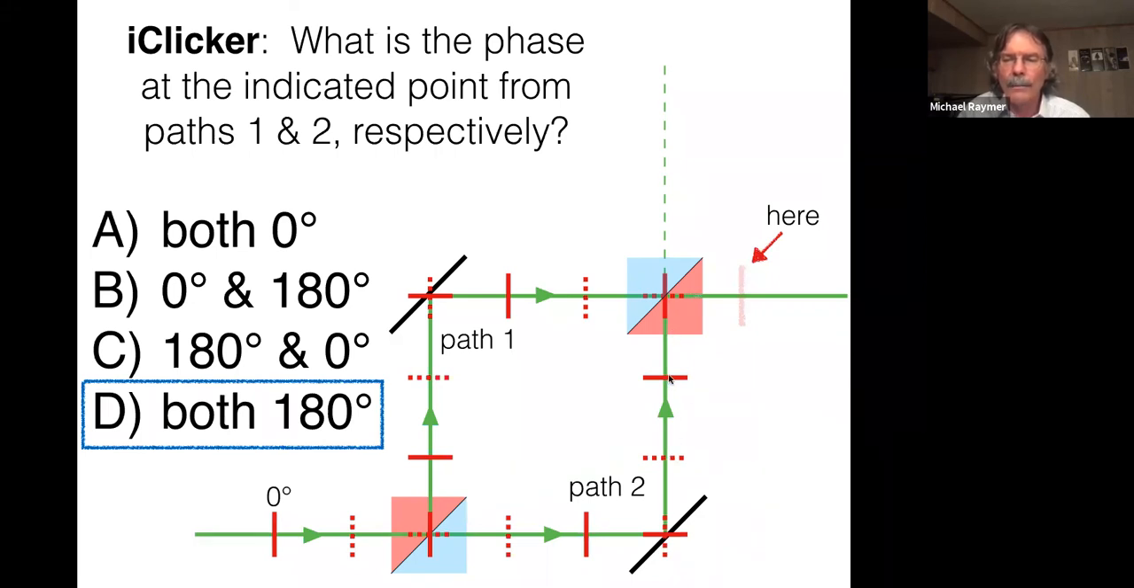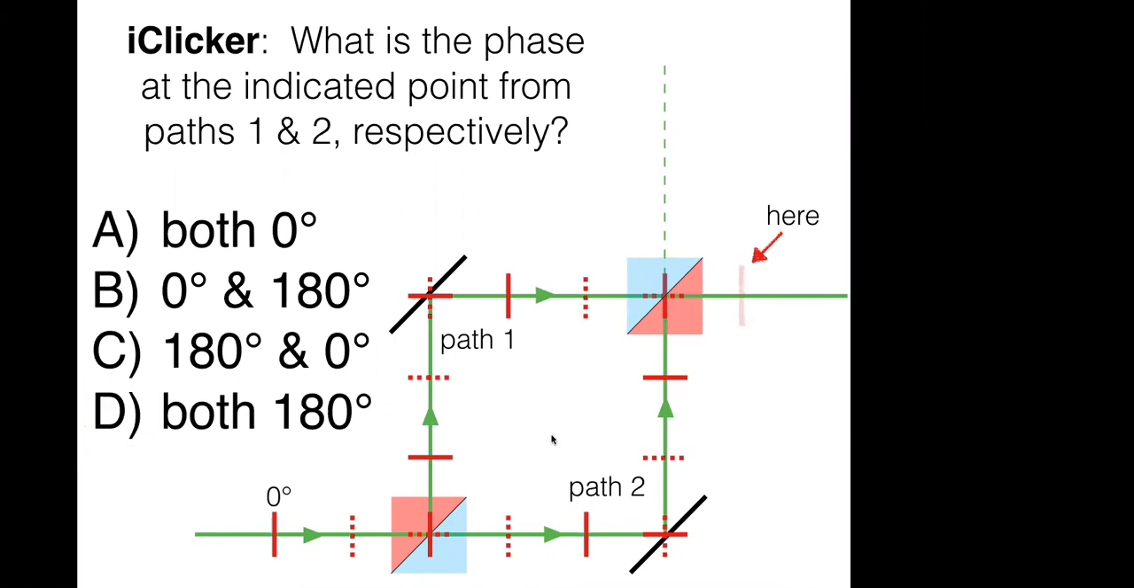So trough, peak. I think the answer is wrong here. I don't know why it's wrong. Should be trough, peak. Peak should be zero. So I think the answer is wrong here. I don't know why. It's an old slide.